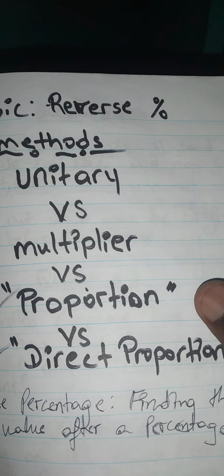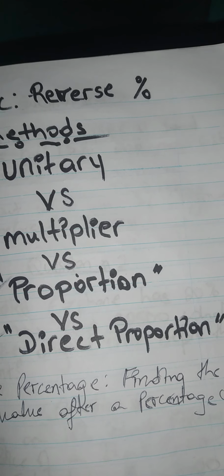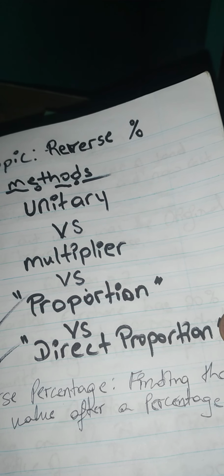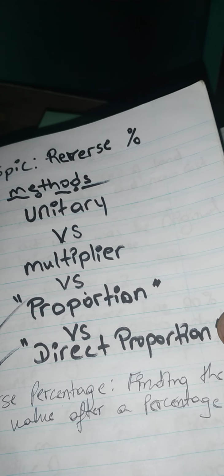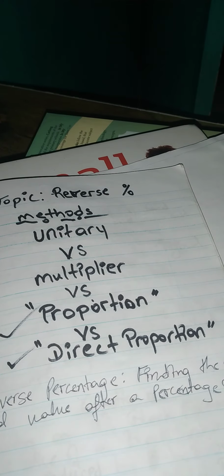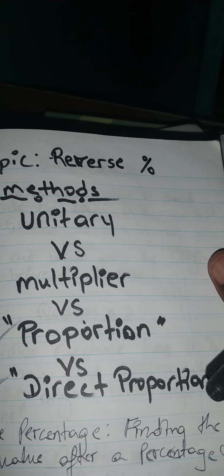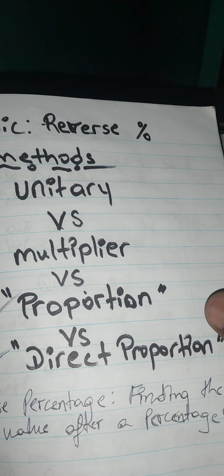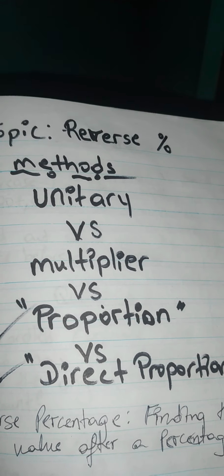Now the new method, which is proportion and direct proportion, that I'll be introducing to you, is not a new method per se. It's a method that exists. It's just a concept that I'm using to do well in reverse percentage. So proportion and direct proportion are the two most effective ways of going about reverse percentage. And that's why I'm here.